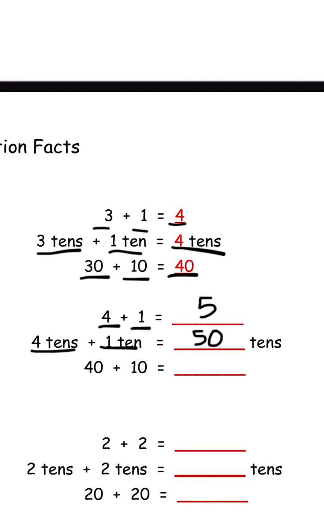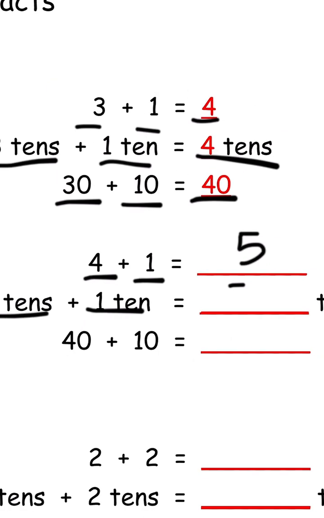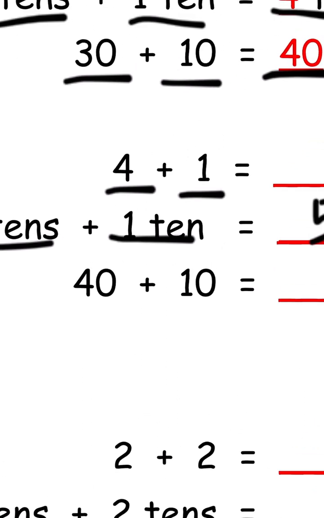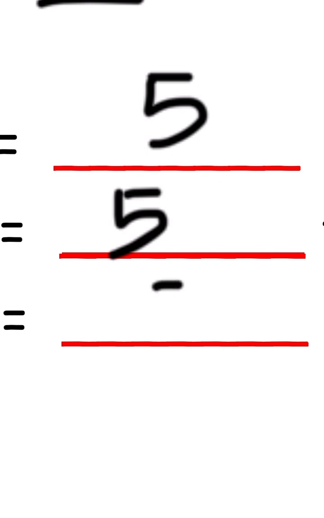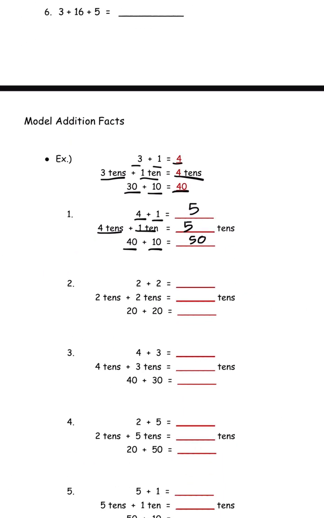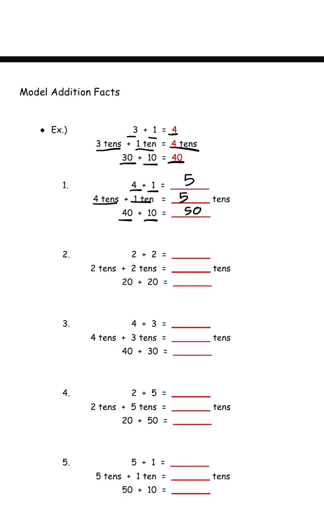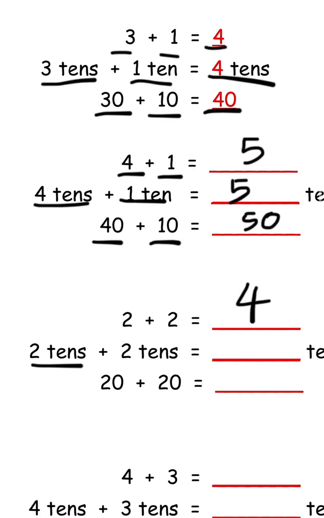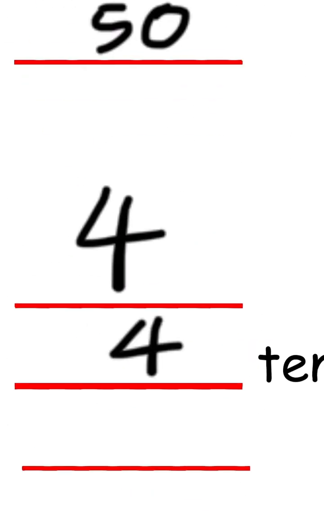5. And then that means 4 tens plus 1 ten is going to be 5 tens. And that means that if we write that in numbers, 40 plus 10 is going to be 50. Okay. Let's look at number 2. So 2 plus 2 is 4. And then it says 2 tens plus 2 tens is going to be 4 tens.